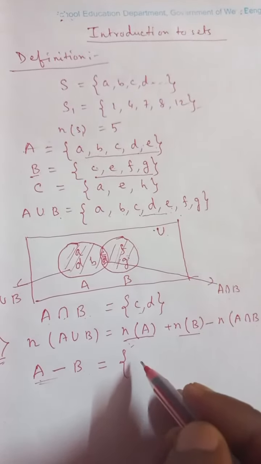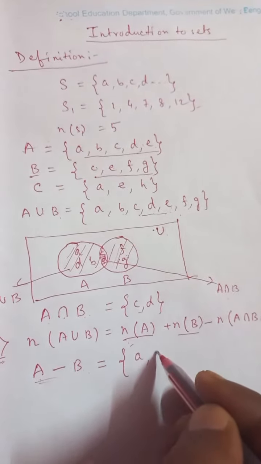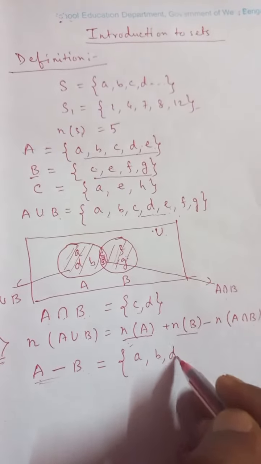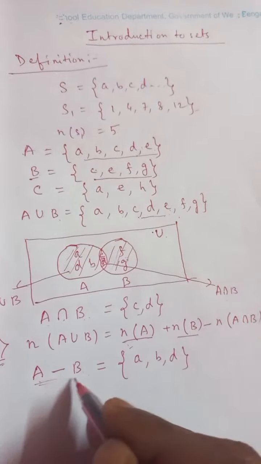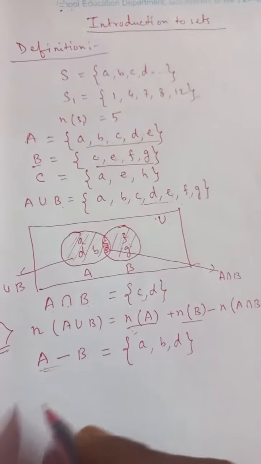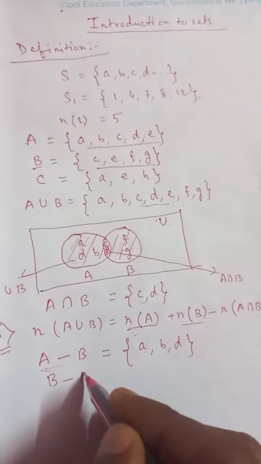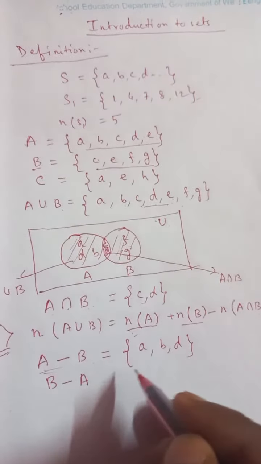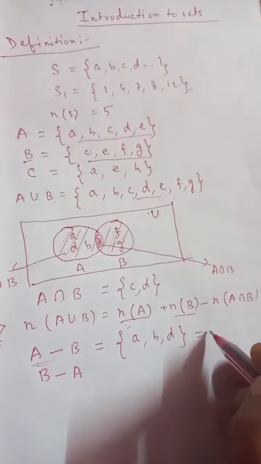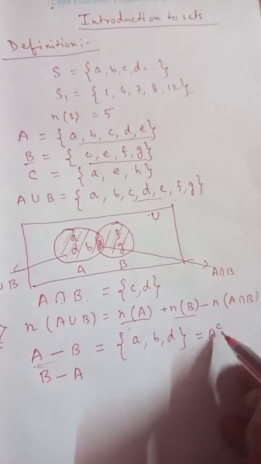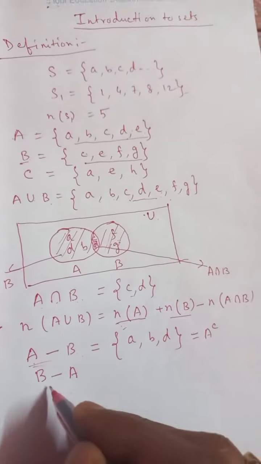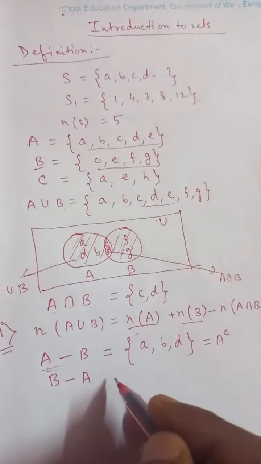Means we have just three elements A, B and D, so they should be in A minus B. And we also take B minus A complement. This is also written in this way, A complement, and B complement, this is called B complement.